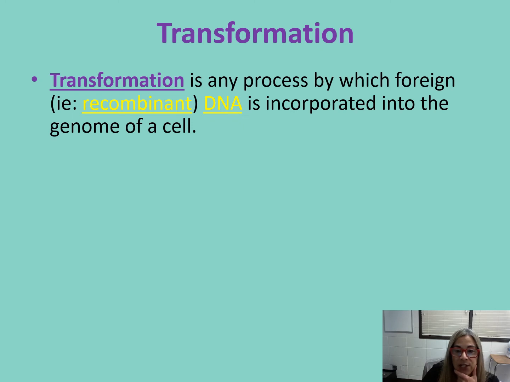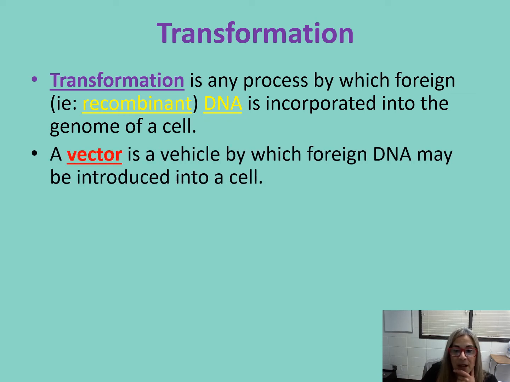So transformation is just a general umbrella term for any process by which foreign recombinant DNA is incorporated into the genome of a cell. The vector is a term given to the vehicle, and that's IB. This is not Alberta Program of Studies. This little term is an IB term. The vector is a vehicle by which foreign DNA may be introduced into a cell.